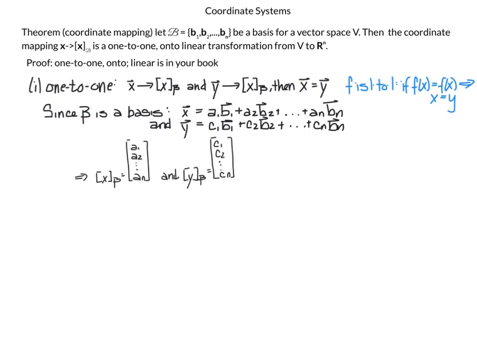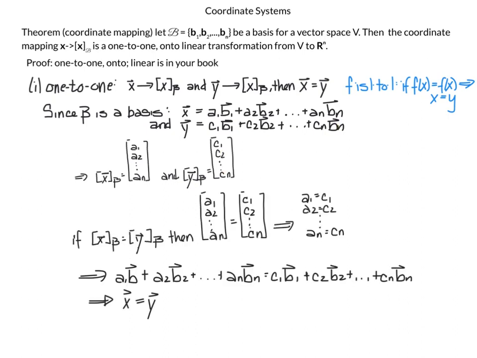I'll start with, since beta is a basis, then x is equal to scalars a1, a2 up to an times the basis vectors, that is a1 b1 plus a2 b2 up to an bn. Similarly, y is in the vector space, so there's a set of scalars c1, c2 up to cn, such that y is equal to c1 b1 plus c2 b2 up to cn bn. And what we have is x written as coordinates in terms of beta is a1, a2 up to an, then y with respect to beta must be equal to c1, c2 up to cn.